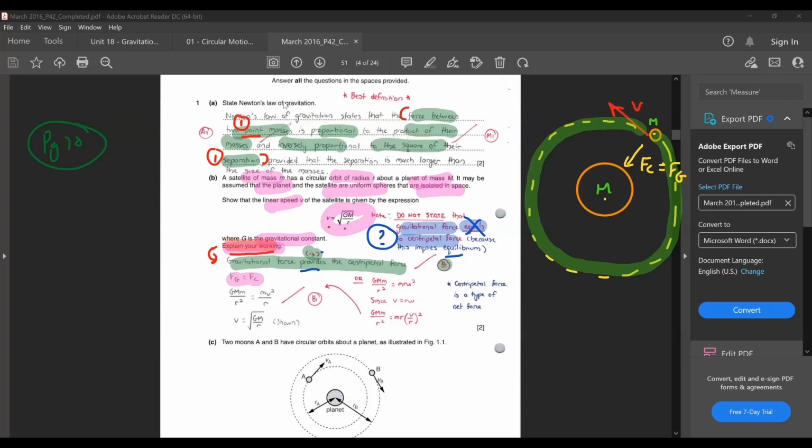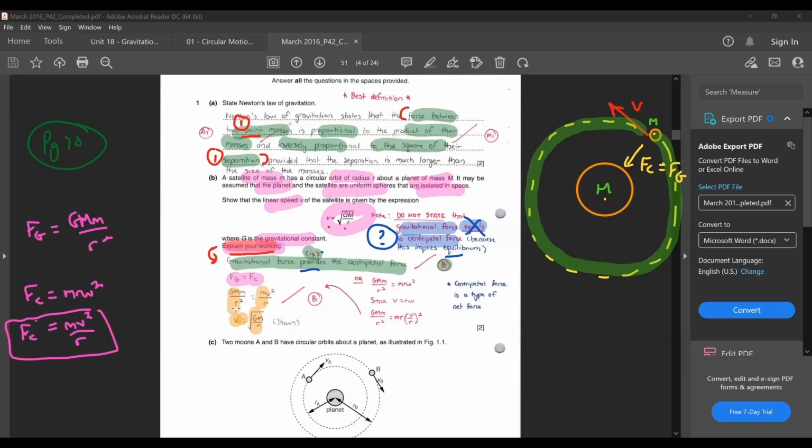Gravitational force is the centripetal force, where you learn that gravitational force is GMm over r squared, and then centripetal force is either m r omega squared or m v squared over r. But because we're dealing with linear speed, we want to use this one here. So you will get GMm over r squared equals m v squared over r. Just cancel off whatever is unnecessary. Eventually, you will get v equals square root of GM over r. Okay, so that one is fine.